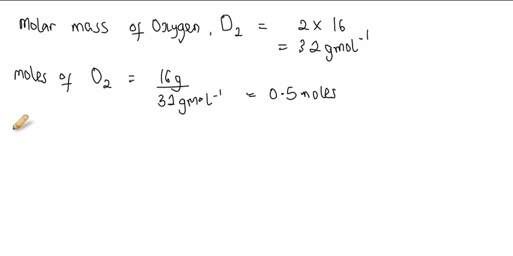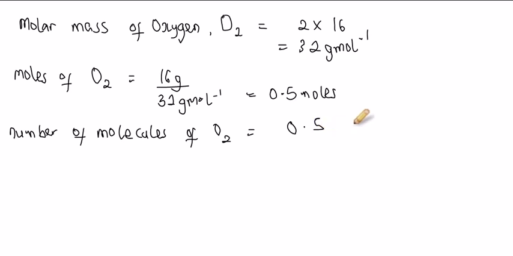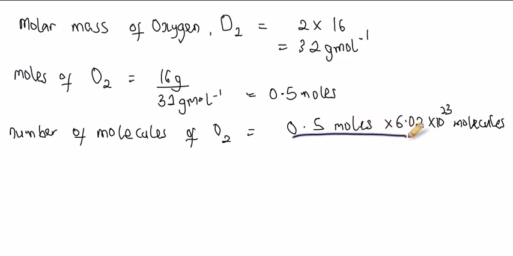So for the number of molecules, the number of moles 0.5 multiplied by the number of entities, molecules, divided by 1 mole, and this equals 3.01 times 10 raised to the power 23 molecules.